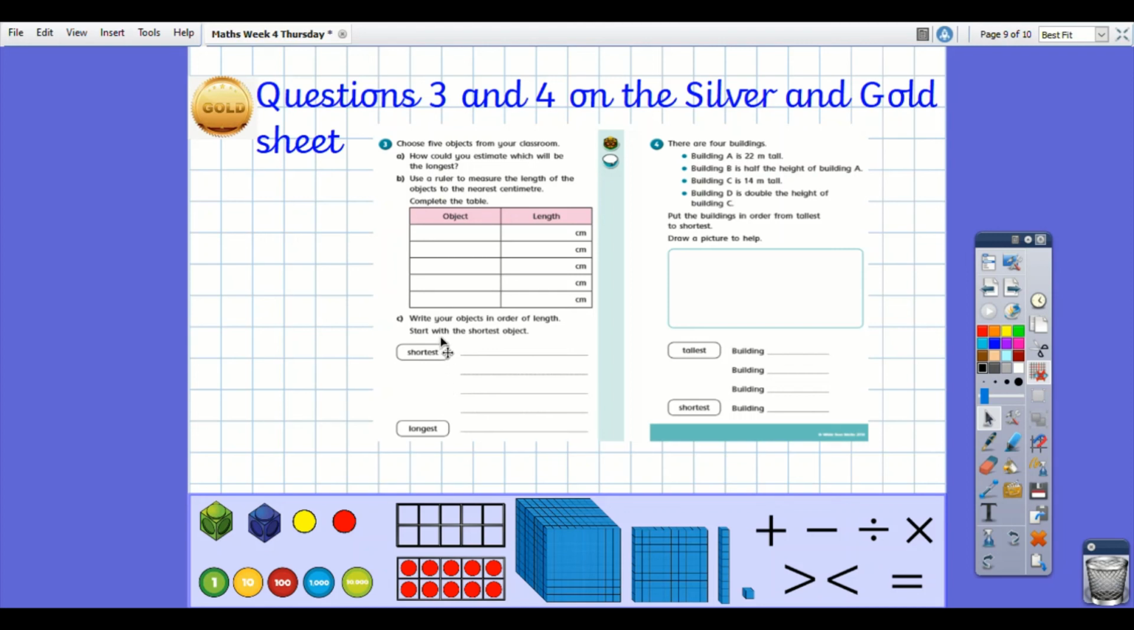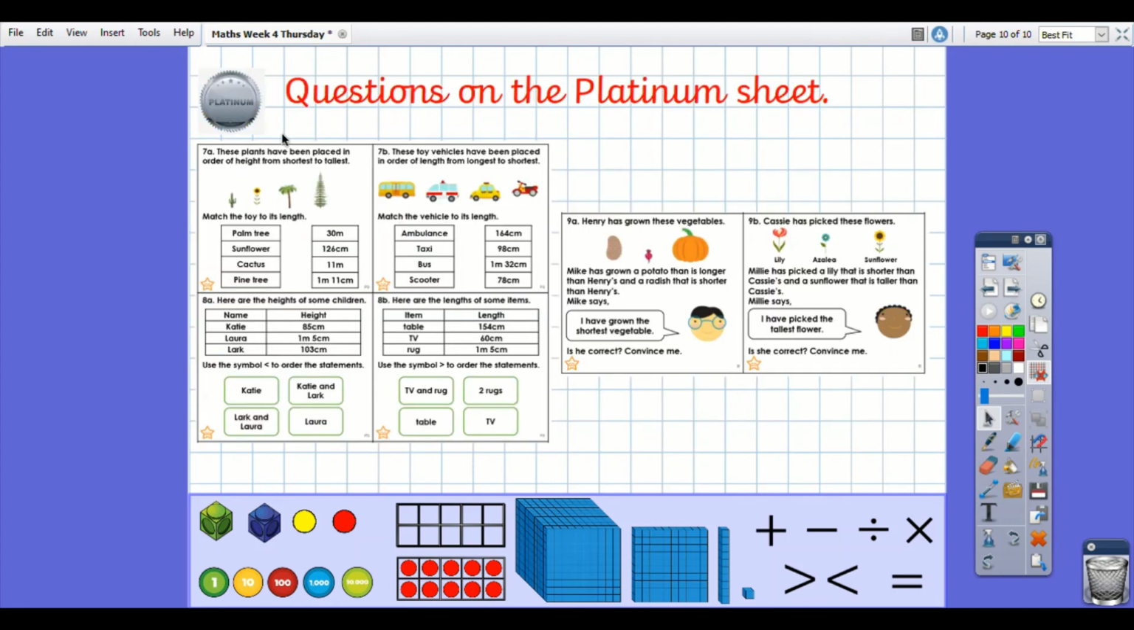You're then going to write your objects in order of lengths, starting with the shortest. And then you are going to do question 4, which is all about these buildings. You've got to draw a picture and put them in order, and then order them underneath from tallest to shortest. And platinum, you have got to match the toy to its length, just like we've done with the aliens. You have then got to use the symbol to order the statements, and there have been some vegetables and some flowers, and you've got to convince me whether Henry and Cassie are correct.